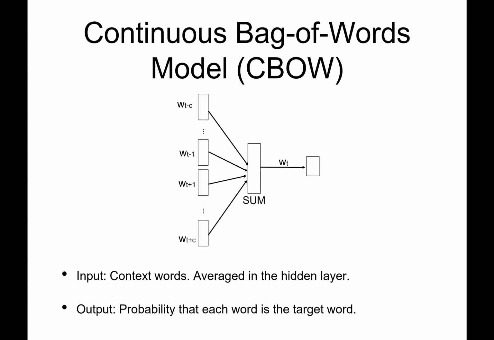And continuous bag of words models is the opposite. So this is your input, the context, and the error will be the error for the word that you have chosen as a target.